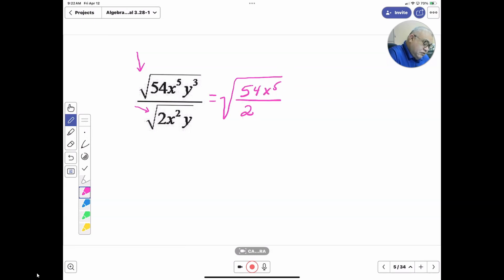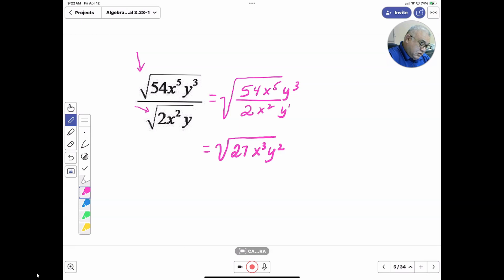And we have x to the fifth divided by x squared. And then we have y to the third divided by y. Remember that when we have numbers at the same base, like we do with x and y, we're going to go ahead and subtract the exponents. So 54 divided by 2 is 27. X to the fifth divided by x squared is x to the third power. 5 minus 2 is 3. Now we have y to the third power divided by y, which gives you y squared.